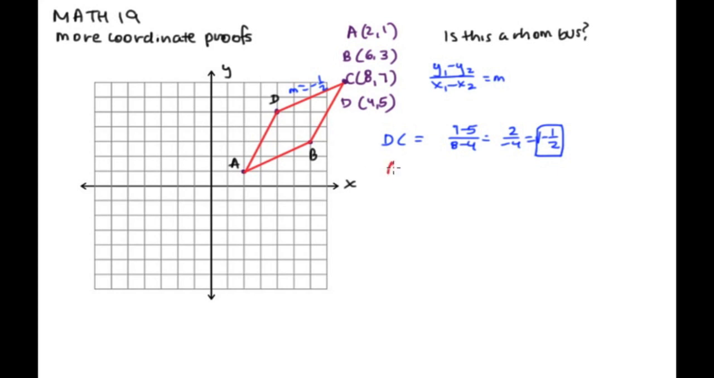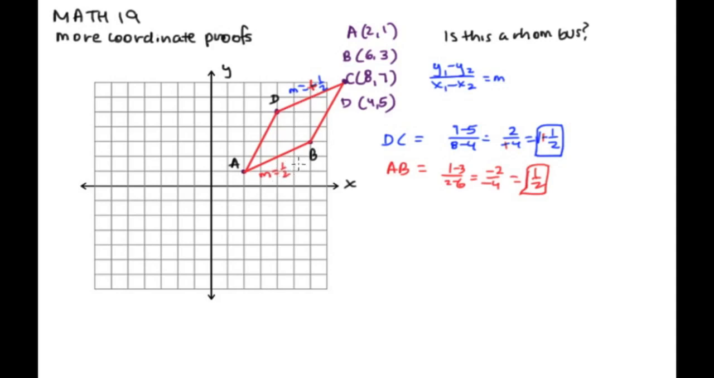Let's try AB, which is its opposite side. That's 1 minus 3 over 2 minus 6. That's negative 2 over negative 4. So this is going to be 1/2. Now I made a mistake here. I said negative 4 when 8 minus 4 is positive 4, so the slope of DC is actually positive 1/2.